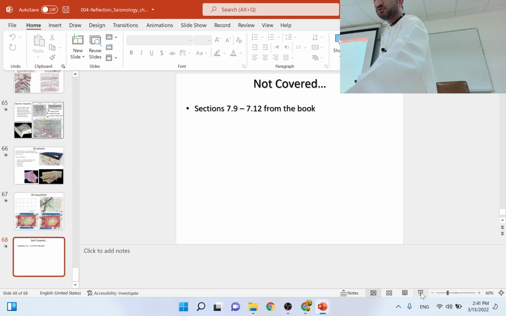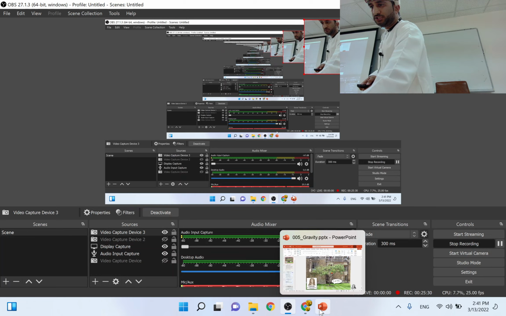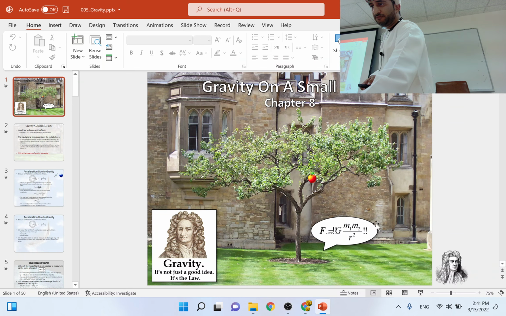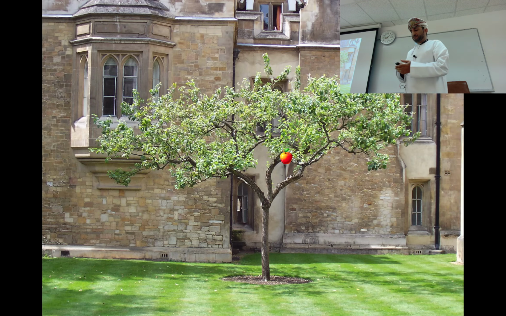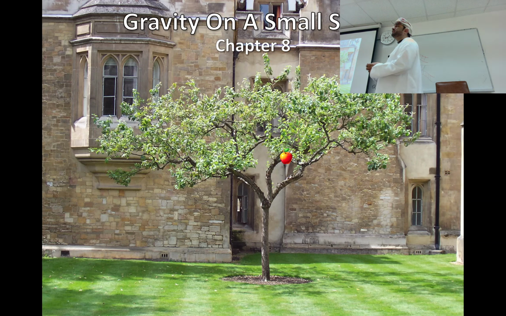So let's move to the next chapter. Try to cover something from the next chapter. That's the seismology chapter. Let's move to the gravity chapter. First of all, gravity is a passive technique. We are measuring the naturally occurring gravity field of the Earth.